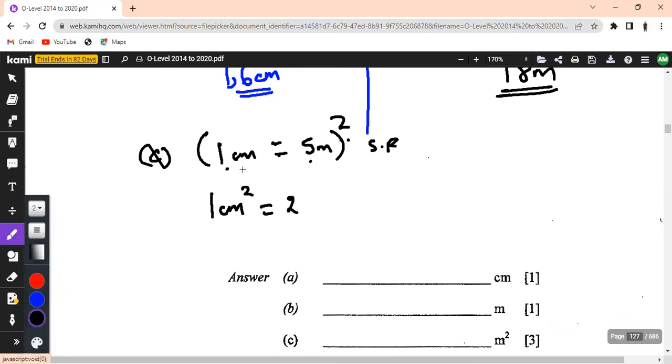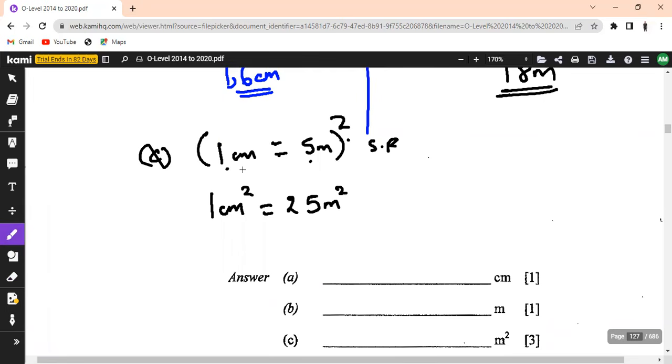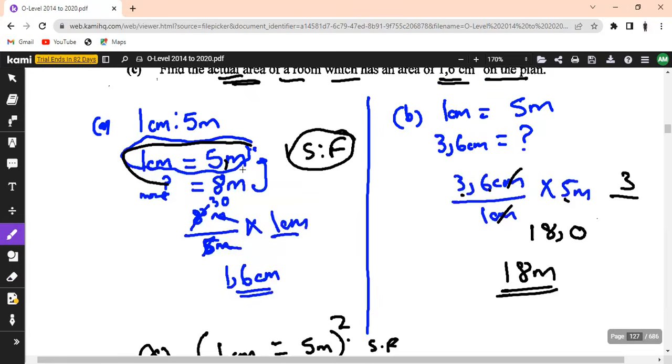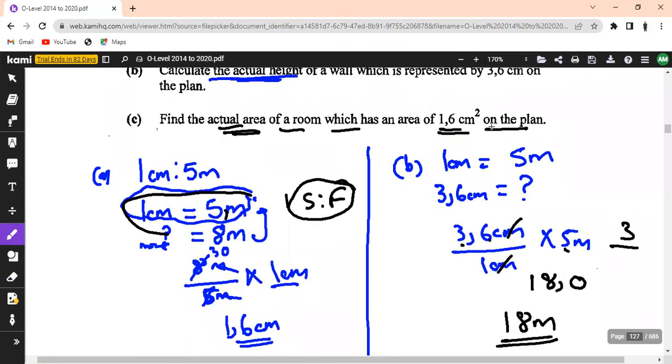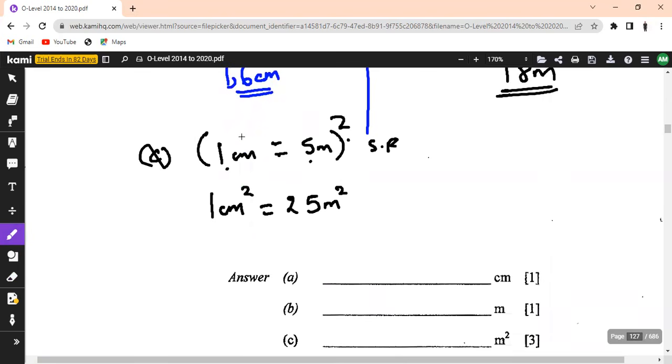All right, so this is 25 square meters. So we are saying, according to area, 1 square centimeter on the map is equivalent to 25 square meters on the ground. So what about this 1.6 square centimeters, which is on the plan? What is it going to give us as the actual area? This is what you're going to ask yourself.